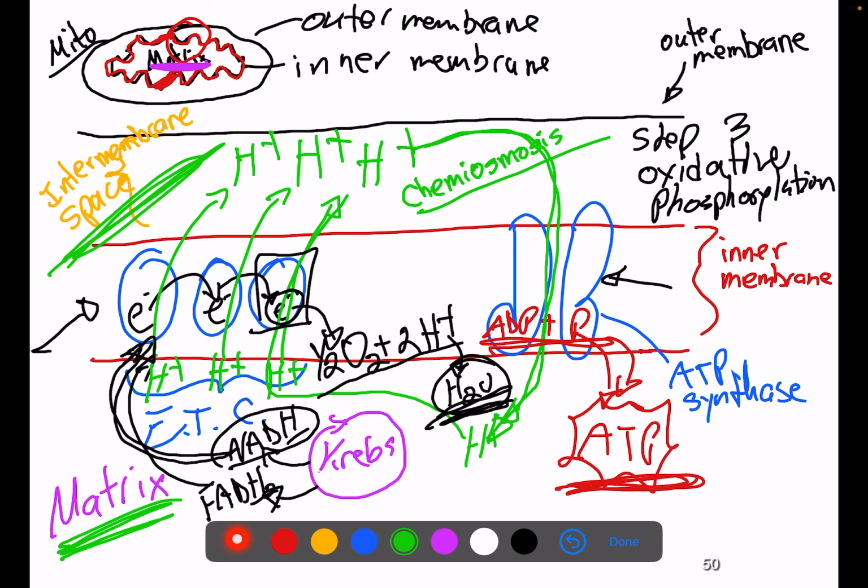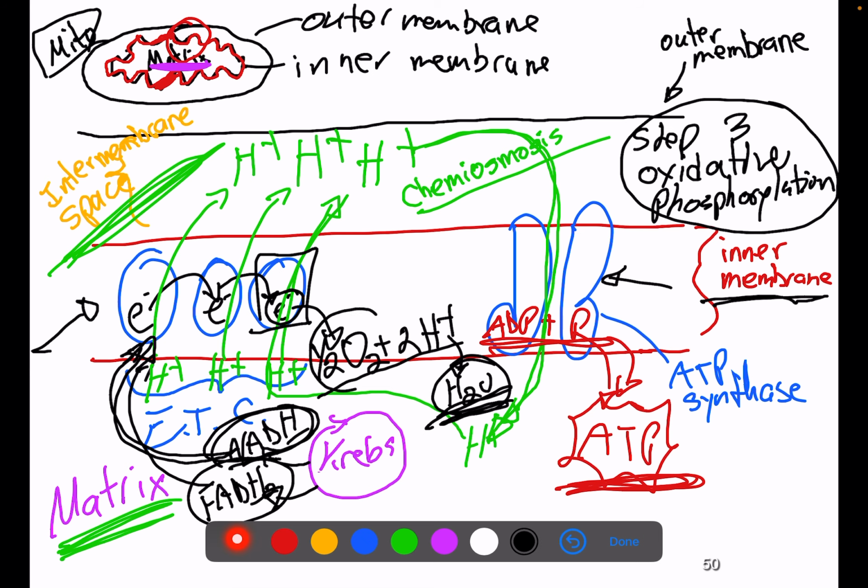All right, so if you wanted to create a flashcard, you're definitely going to need this part. You should know that it happens in the inner membrane of the mitochondria, right? We've just been drawing it right here. And you should know what went in and what came out. What two things went in? NADH went in, FADH2 went in. What else went in? Oxygen went in. Oh, by the way, ADP and phosphate also went in.